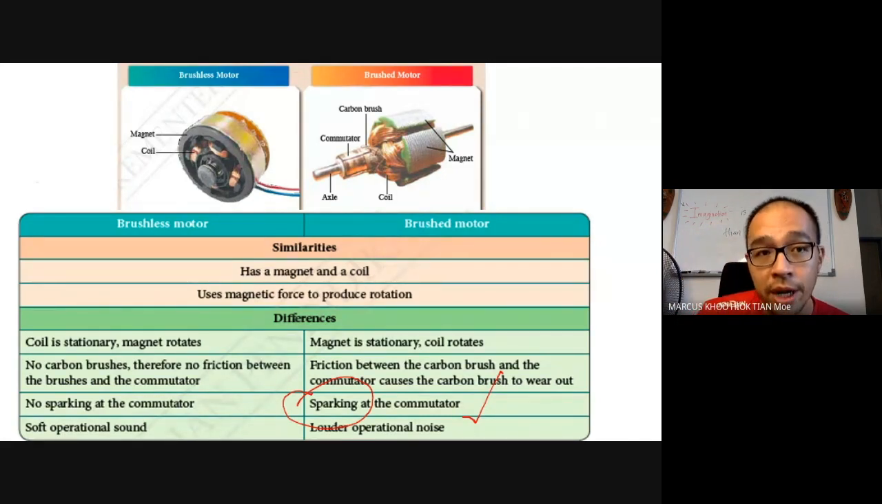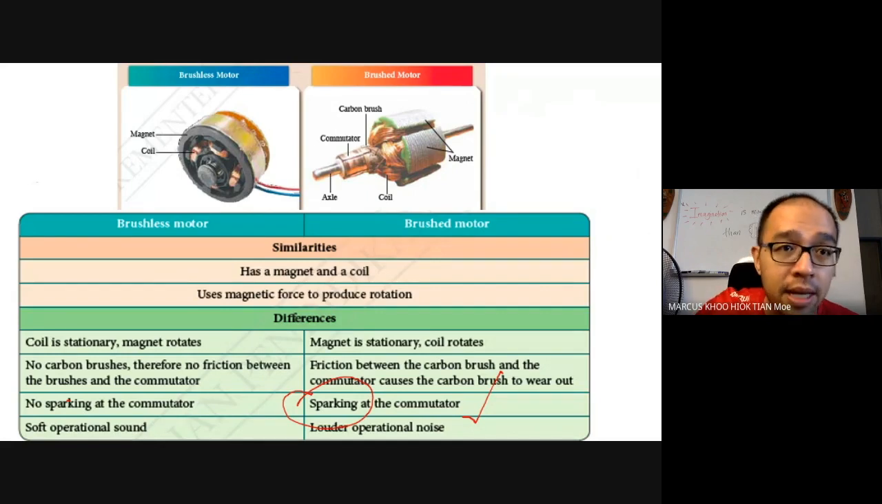There's no carbon brush, so there's no friction between the carbon brush and the commutator, because the magnet is the one that's rotating. So the coil just needs to stay put and the current just needs to continuously flow. No need to have touch, no touch, touch, no touch. Because of that, there's no sparking at the commutator. And generally, brushless motors are very soft, softer lah, compared to this.